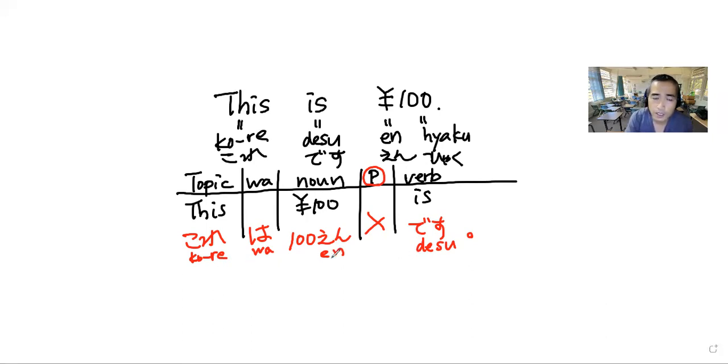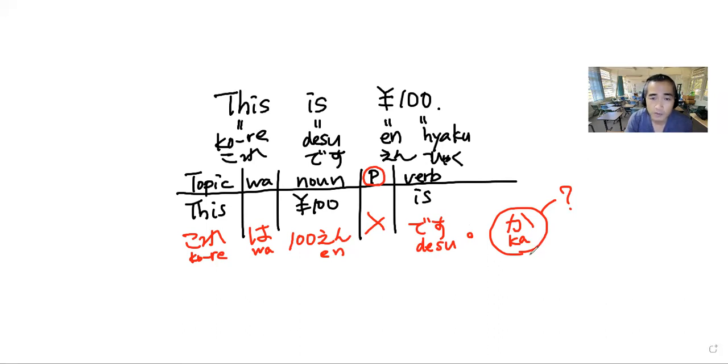What about, is this 100 yen? How do you say that? All you need is to add か at the end of the sentence. か is a Japanese question marker. So if you add か, we can create a yes/no question. これは100円ですか? That means, is this 100 yen?